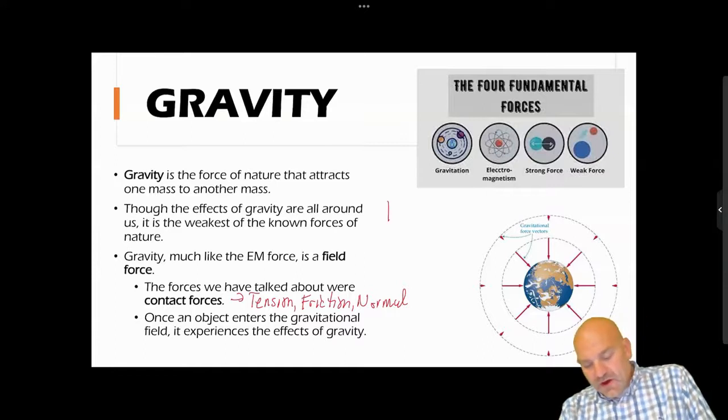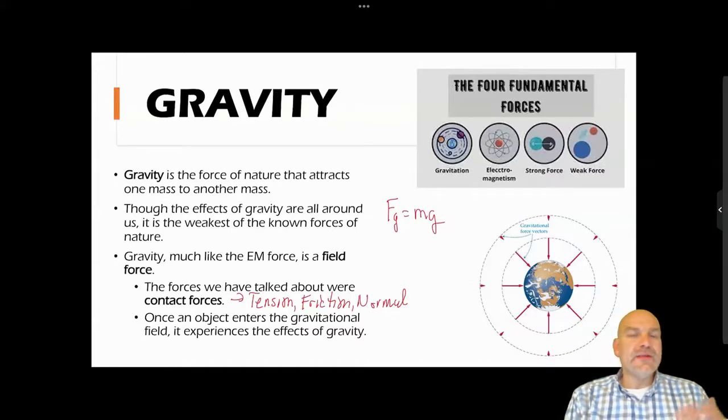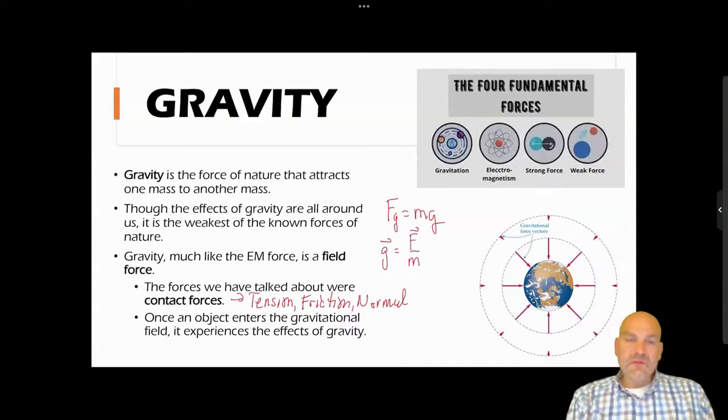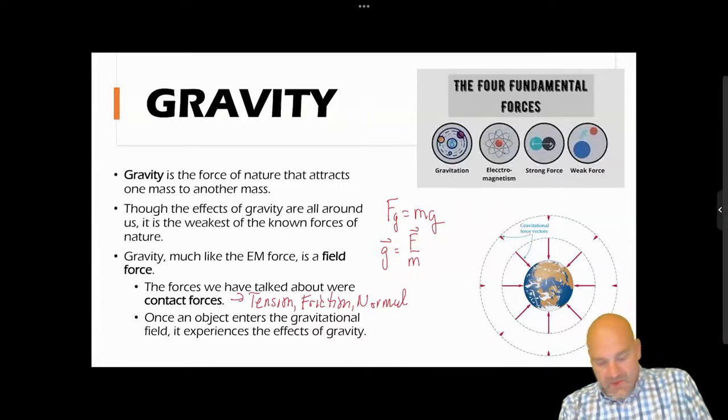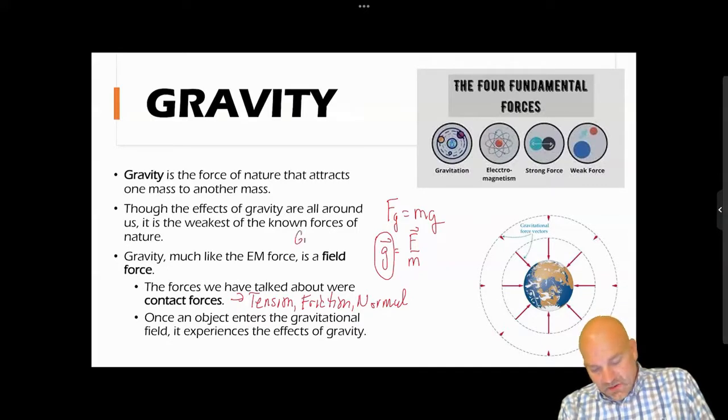Okay, so we've talked about the weight equation, right? Fg equals mg, right? So that is what we call the magnitude of the gravitational field strength. So if I think of gravity as a vector, okay, then we just say that g is equal to F over m, right? Where this is not now the acceleration due to gravity, it is what we call the gravitational field strength.